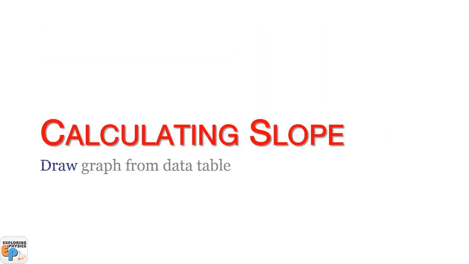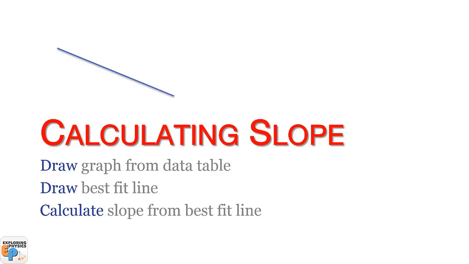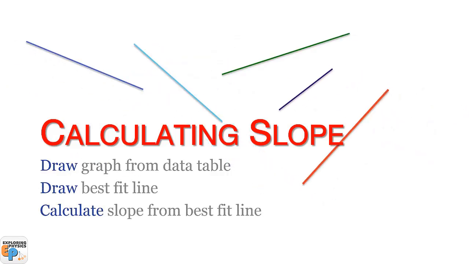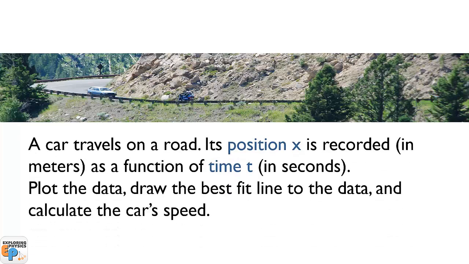In this movie, we will learn how to draw a graph from a data table, draw the best fit line to the graph, and then calculate the slope from the best fit line. Here is our problem. A car travels on a road. Its position x is recorded in meters as a function of time t in seconds. We are asked to plot the data, draw the best fit line to the data, and to calculate the car's speed from the best fit line.